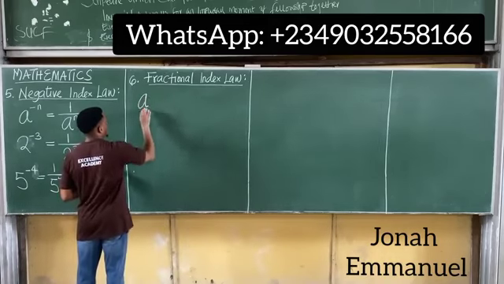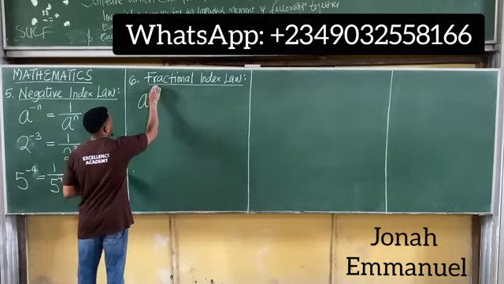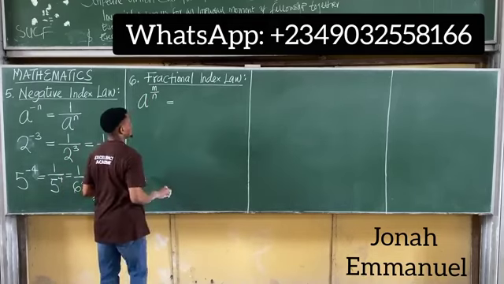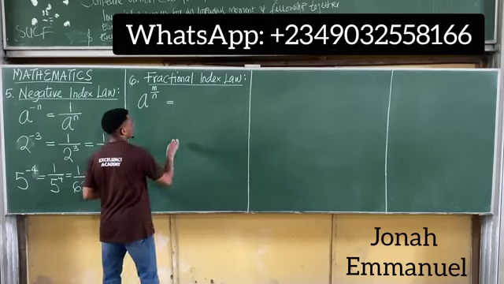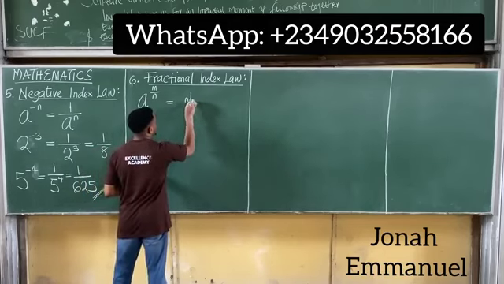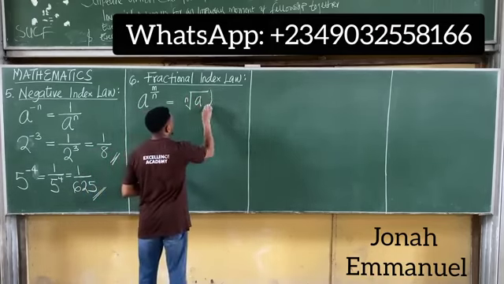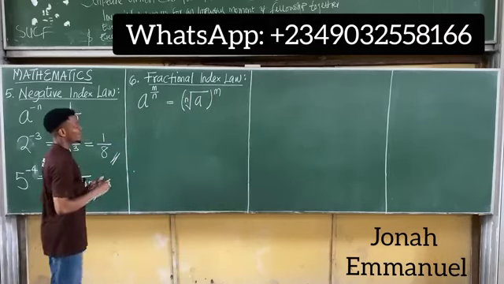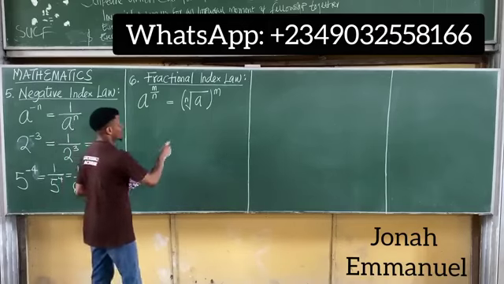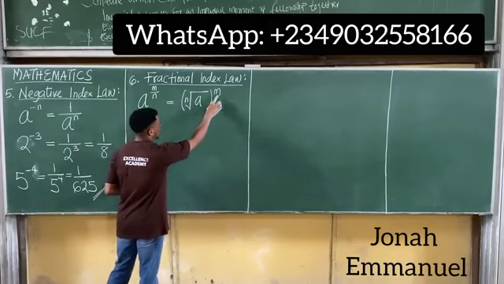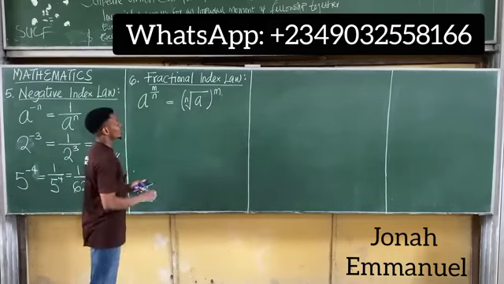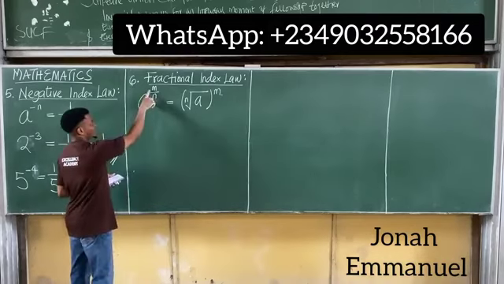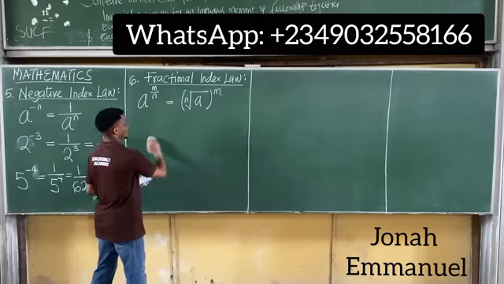Let's say I have a number or a base a to power m all over n. This will be equal to the nth root of a, all raised to power m. So I'll have this as my mathematical expression: the nth root of a all to power m. This is the fractional index law. That's when the index is a fraction. This is how we simplify it.